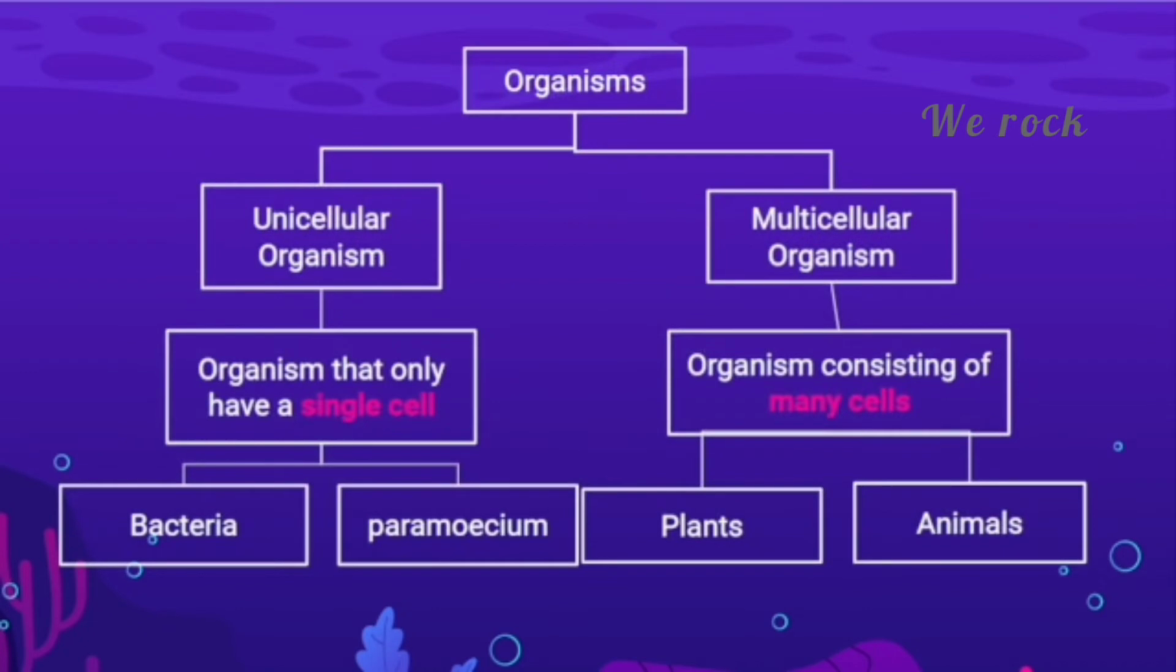Organisms. Unicellular organisms, multicellular organisms. Unicellular are organisms with a single cell and multicellular are organisms with many cells. Examples of unicellular organisms are bacteria and paramecium. And the examples of multicellular are plants and animals.